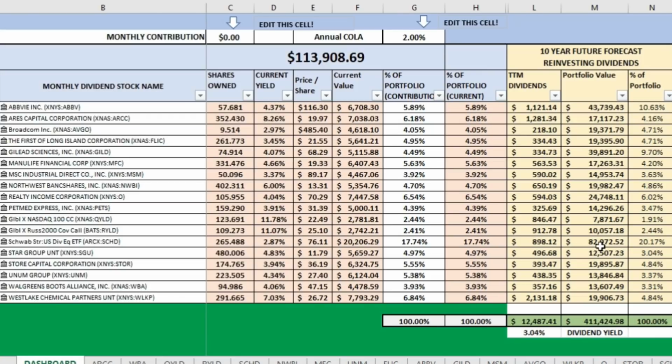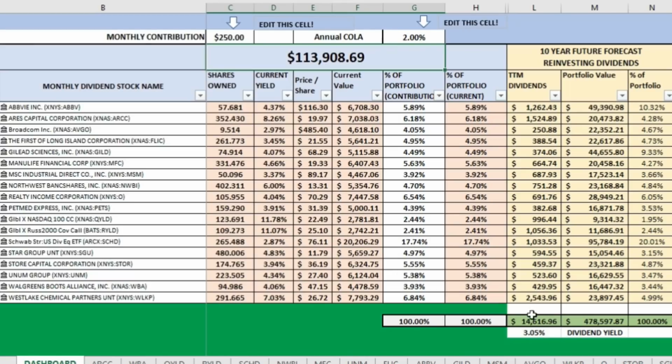So with no monthly contributions, the portfolio jumps from 113 to 411. If we actually add in some monthly contributions, let's add in $250 a month, and you should know here that with this $250 a month, it is spreading it across all 18 investments based on the weightings here. So 5.89% of the monthly contribution goes to AbbVie, 17.74% goes to Schwab US Dividend Equity ETF, and so on and so forth.